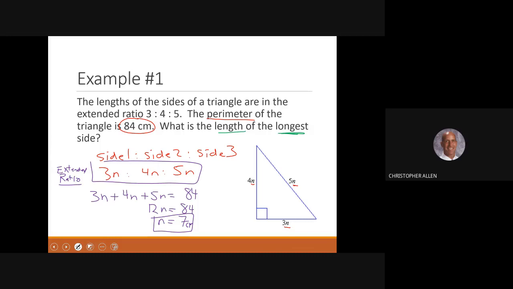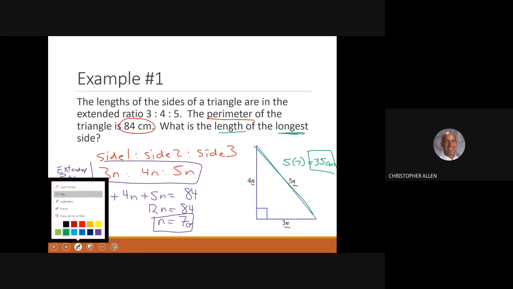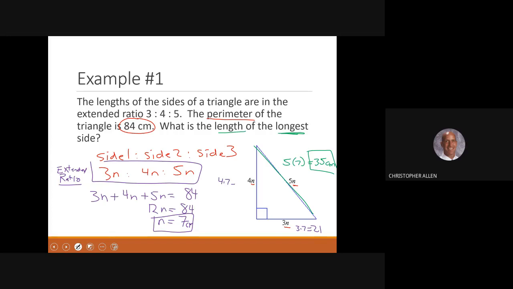So I know that n is 7. If I want to know the longest side, that's this side over here, I just need to do 5 times 7. So that's 35 centimeters. This is the actual answer to the problem, 35 centimeters. Now I'm going to go ahead and find the other lengths like Alex said here, just to prove a point. So remember, if n is 7, then 3 times 7, that'd be 21. So that length is 21. And then 4 times 7, that's 28. So that length's 28. Anybody want to take a stab at what 21 plus 28 plus 35 is? Anybody want to guess what that number is when you add those three numbers together?